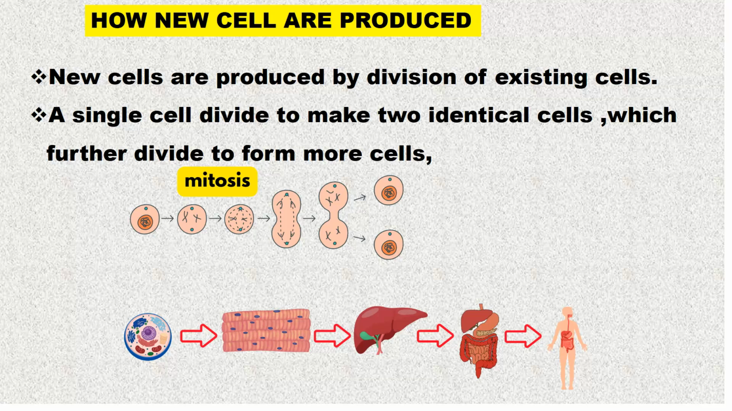So we are saying new cells are produced by division of existing cells. How are new cells produced? By the cell division of already existing cells. And this process is called mitosis, which produces identical cells. So a single cell divides to make two identical cells, which further divide to form more cells. So as you can see here, the process of mitosis, we have one cell here.